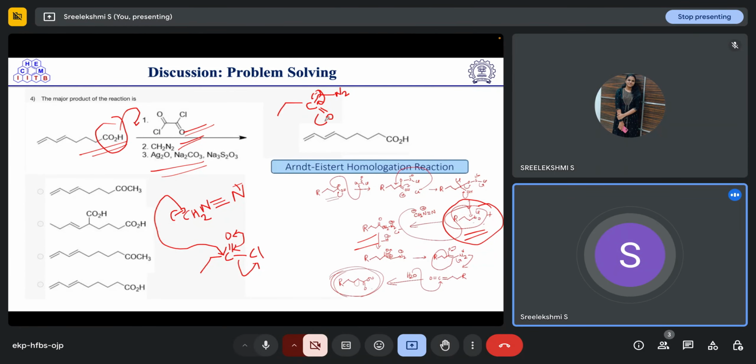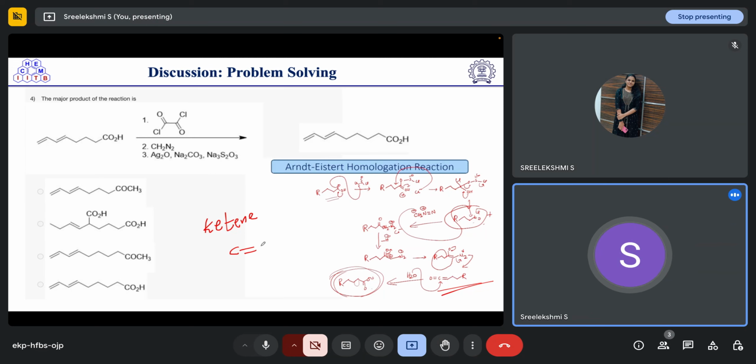I think it's more clearly represented here. This bond will come back, this group will migrate over here, and this N2 will be leaving to form this ketene. So this Arndt-Eistert homologation reaction is happening through this ketene. Ketene is basically C double bond C double bond O. This kind of intermediate compound is known as ketene. Then it will get hydrolyzed, that is OH minus will be attacking over this carbon center, and H plus will be taken by this proton to form the corresponding carboxylic acid. So this reaction is known as the Arndt-Eistert homologation reaction.